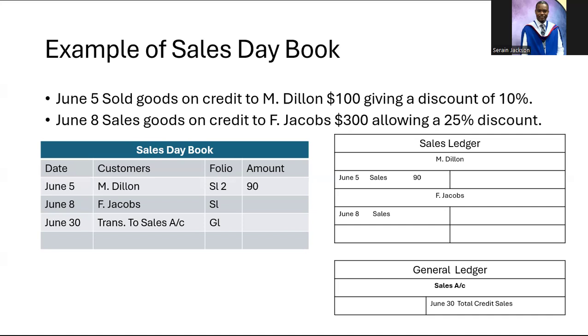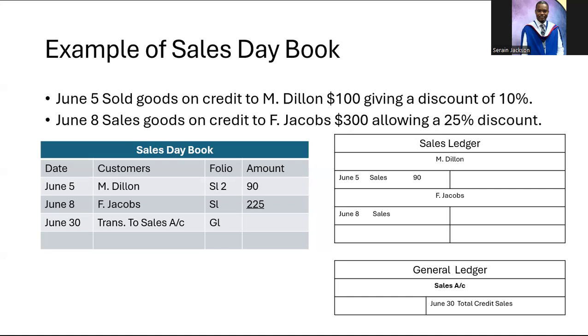For F. Jacobs, it says that we sold goods on credit to F. Jacobs for $300 after allowing him a discount of 25%. This is also a trade discount, so we would have to find 25% of $300. So 25% of $300 would be 25 divided by 100 multiplied by 300, and that gives us $75. Now $75 would have been the discount. We don't record discounts, especially trade discounts, in these books, and so we have to subtract that $75 from the 300, which would leave us with $225.